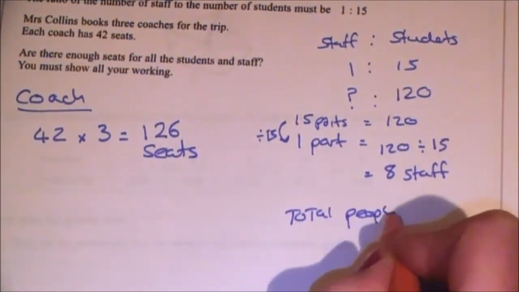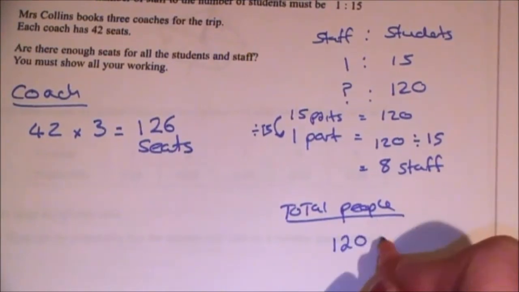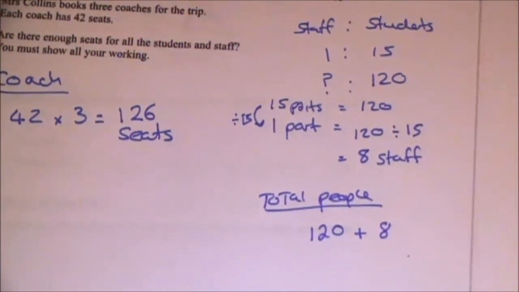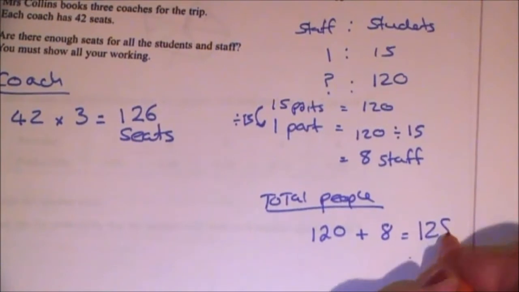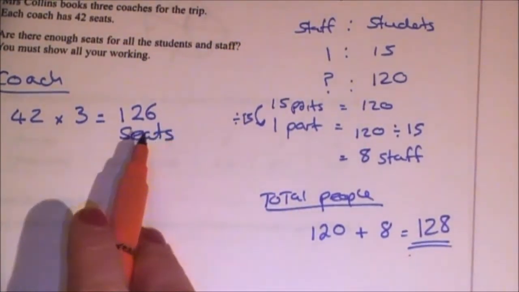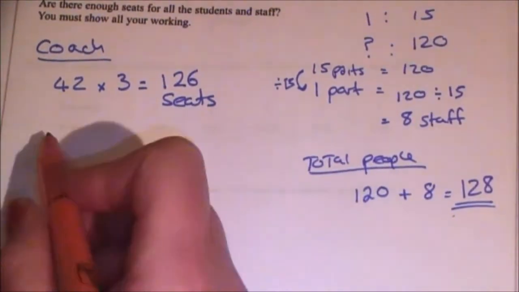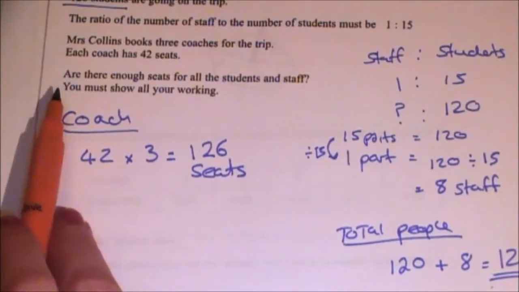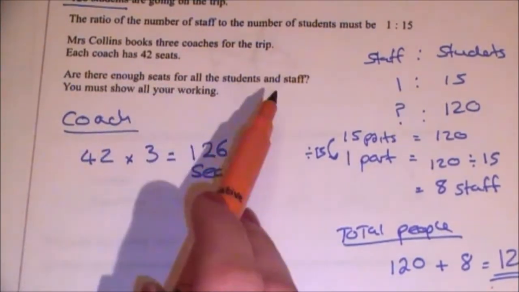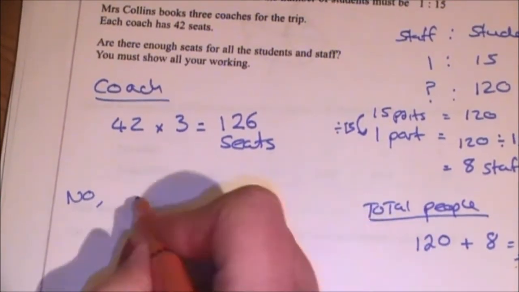So now I can find the total people that would need to go on the trip. There are 120 students and 8 staff, which means there's 128 people that need to go on the trip. But I've only got 126 seats. So I can make my statement, and the question was, are there enough seats for all students and staff? So the answer starts with no.